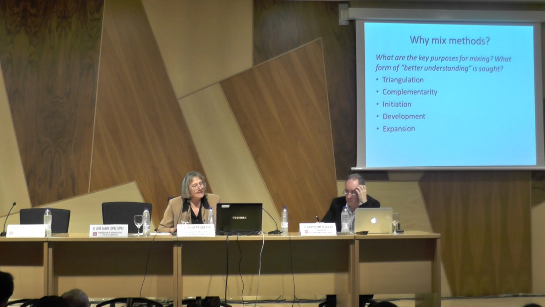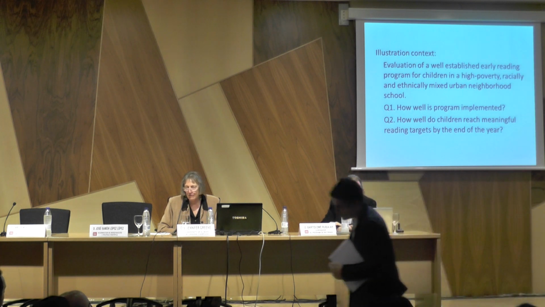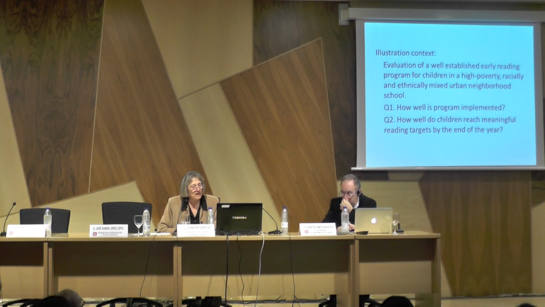So I want to illustrate these different purposes as I go along with a hypothetical context. The hypothetical context, although very common in my country, is the evaluation of a well-established early reading program for children in high-poverty, racially and ethnically mixed urban neighborhood schools. So this is a kind of program and funding that's very common in the U.S., where we're trying to help children in under-resourced communities and under-resourced schools do better in academics, and reading and math are the high priorities.